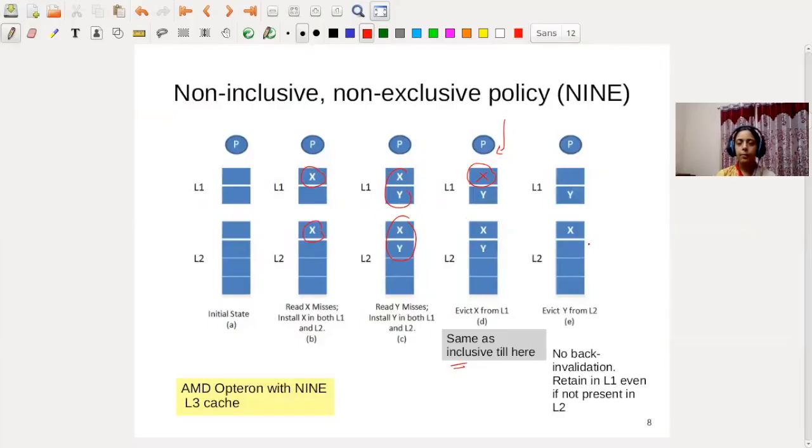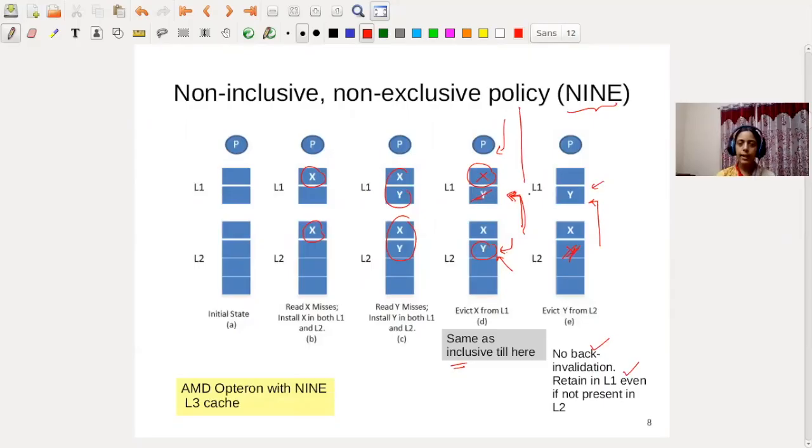But later, when the time comes that you have to evict Y from L2, so let us say you have to evict Y from L2. What we were doing in the inclusive policy was that we were back invalidating it and eliminating it from L1 as well. So when you have to evict from L2, you were back invalidating and evicting it from L1 also. That was to maintain inclusion. So now in this policy, let us call it 9. So you eliminate Y from L2, but then you do not back invalidate it, but we retain it in L1. So there is no back invalidation and we retain it in L1, even if it is not present in L2.